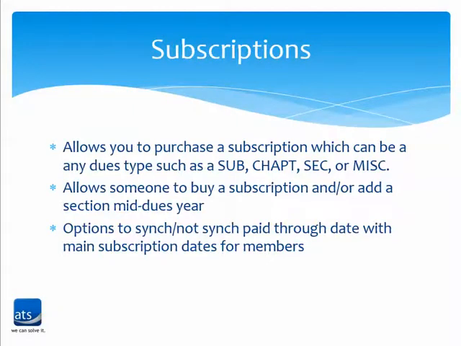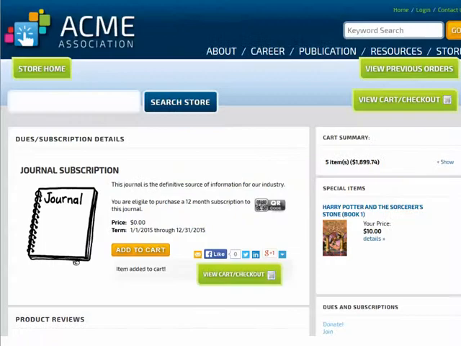For subscriptions, it will allow you to purchase a subscription, which could be any dues type, like a chapter, a section, a miscellaneous. Those are product types in IMUS. It will allow you to buy a subscription and add that mid-year if you want. And there's the option to sync or not sync that paid through date with the main subscription dates for members. For a non-member, it might just be annual whenever they buy that subscription. But for members, you might want it to sync with their paid through date, so in your next billing cycle, they get billed for everything. It will support proration in this situation as well.